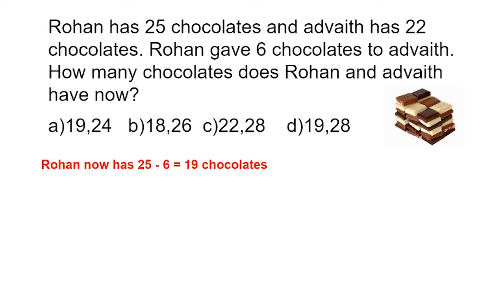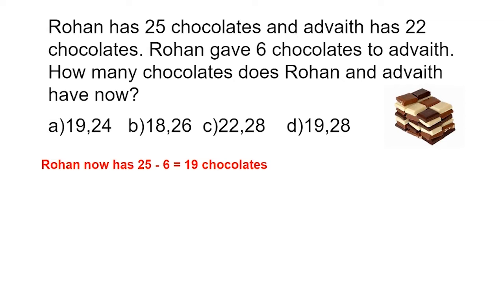I know that all of you are little children. It will take you some time to get that, but that is okay. Slowly as we practice, you will be able to do it. Okay. 25 minus 6 is 19. So Rohan now has 19 chocolates.